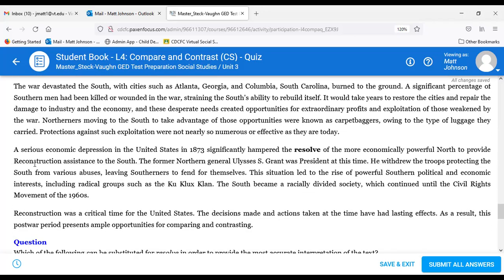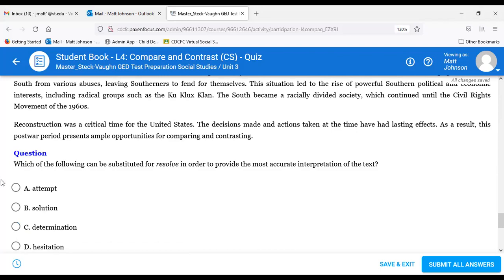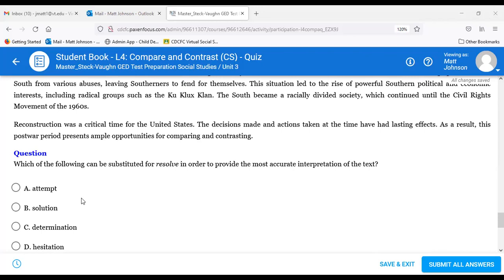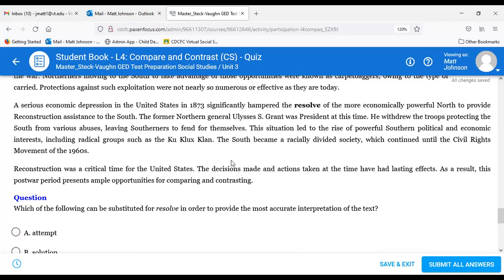So moving on to question four. Tracy, would you like to read question four for us? Yes. Which of the following can be substituted for result in order to provide the most accurate interpretation of the text? A, stamp, B, solution, C, determination, D, hesitation. Result, solution, B. In this context, it's C, determination. Solution is another definition.